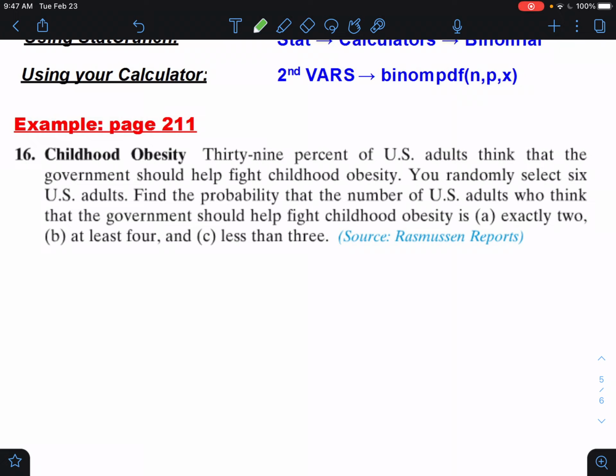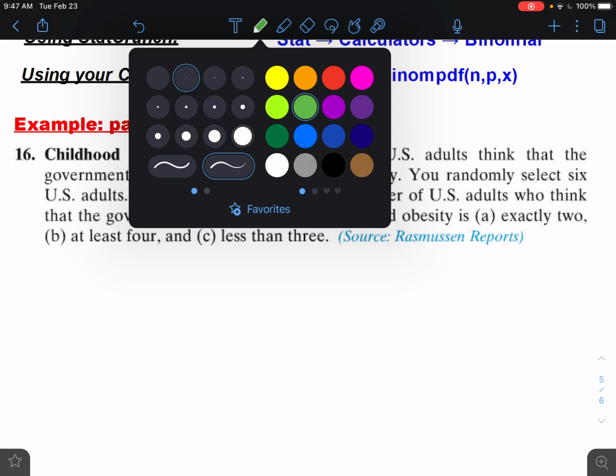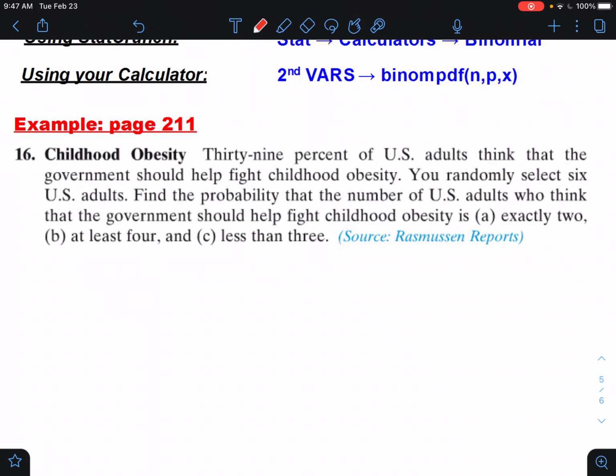All right. So I read through all the information here. 39% of adults think the government should help fight childhood obesity. I'm going to randomly select 6 U.S. adults. And then notice what I'm going to be interested in counting here. This will tell me a success, so I always want to look for that first. The number of U.S. adults who think the government should help fight childhood obesity. So I'm going to go ahead right here, and I'm going to label a success.